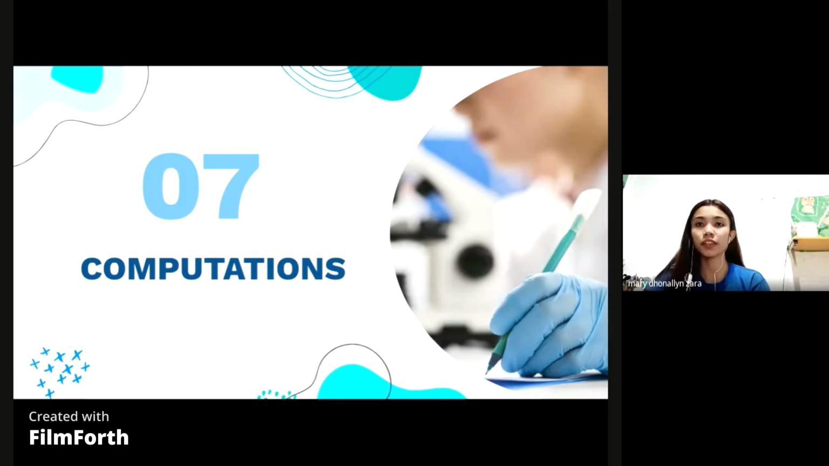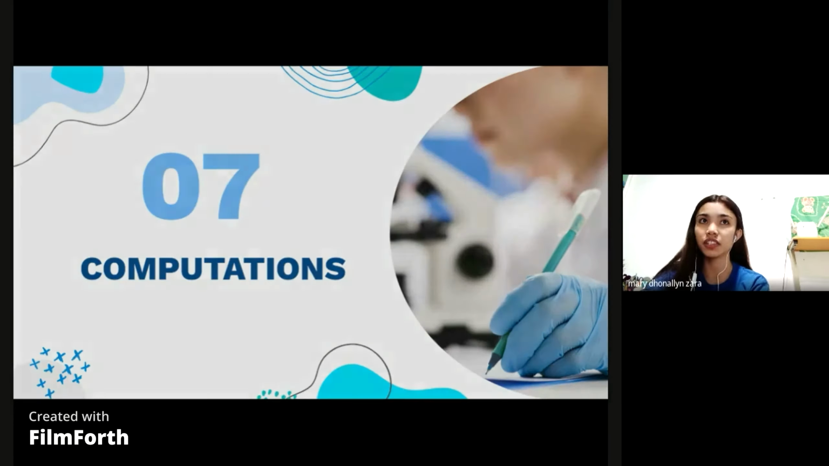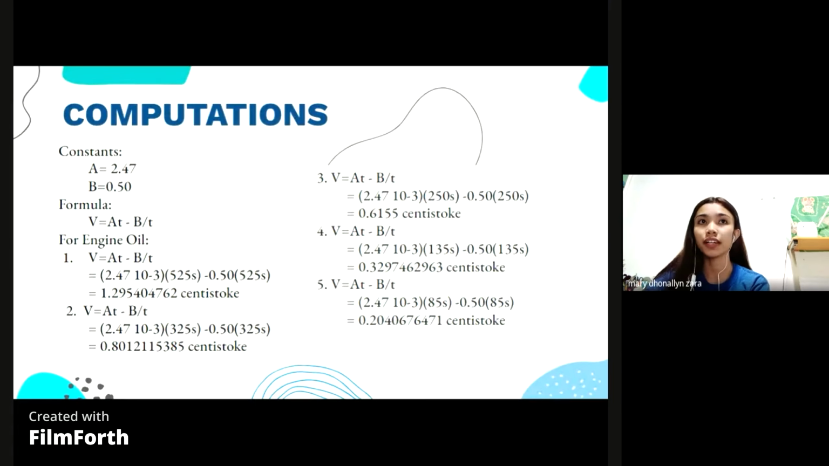So for the computations, to determine the kinematic viscosity, V is equal to AT minus B over T, wherein V is equal to kinematic viscosity in centistokes, A is equal to viscometer constant, which can be determined by the equipment, T is equal to time of flow in seconds, and B is equal to coefficient of kinetic energy.